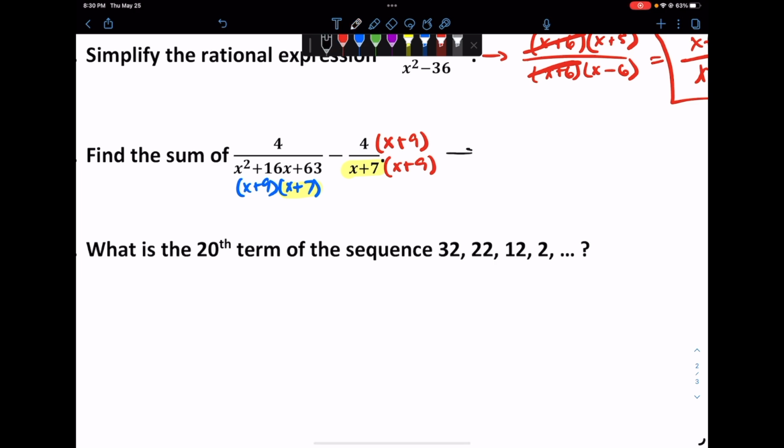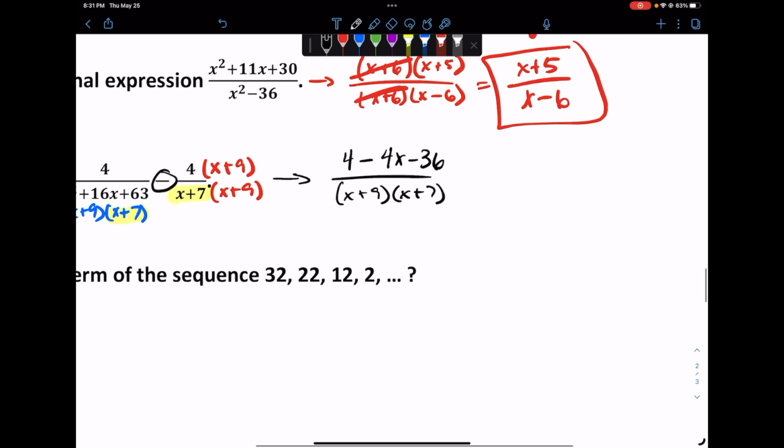When we combine them, our denominator is just going to be x plus 9, x plus 7, because that's the common denominator. We're going to have 4 minus, and then we have to carry the minus through, so that's minus 4x minus 4 times 9, that's 36. So then we'll have 4 minus 36, that's negative 32 minus 4x over those two things, x plus 9, x plus 7. There we go.